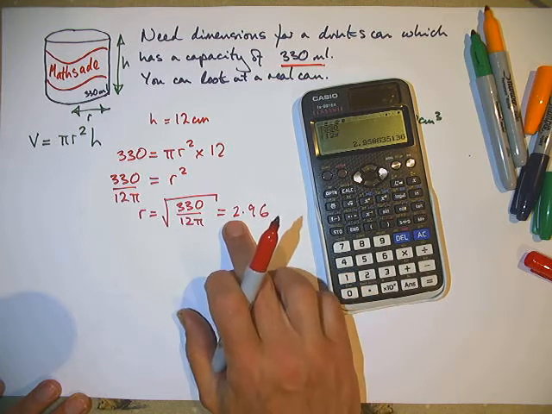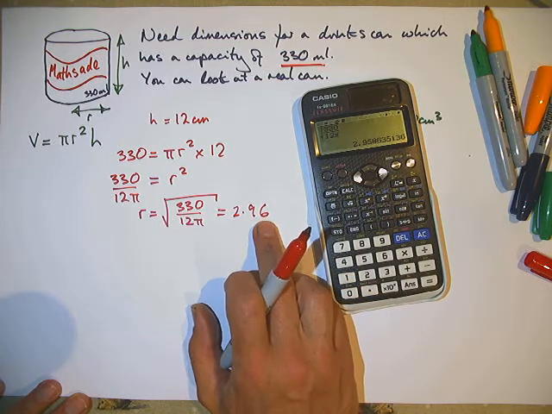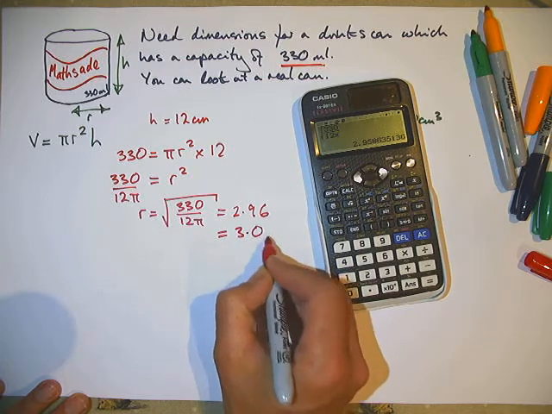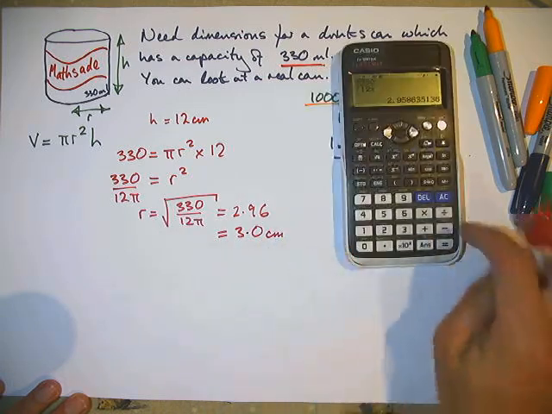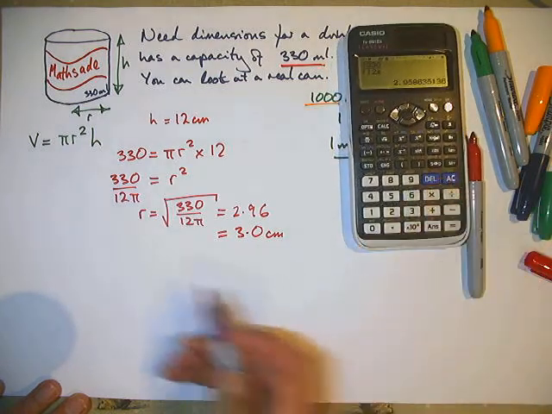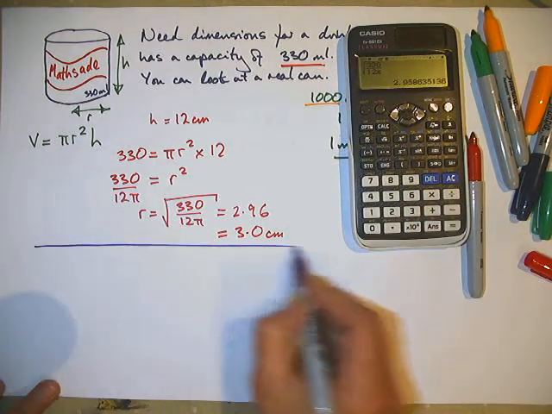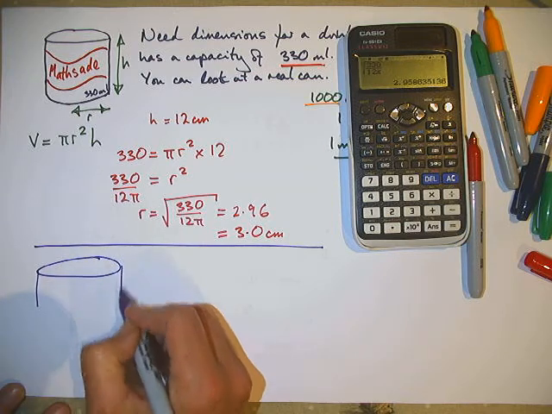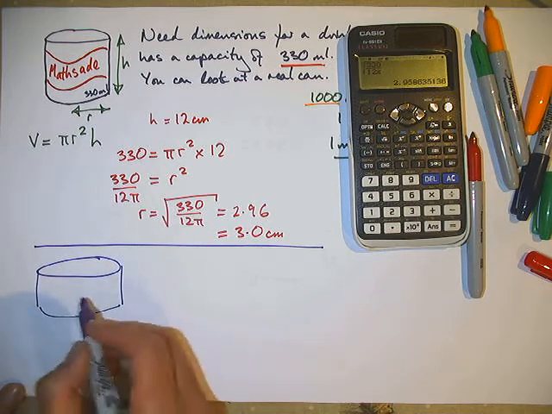2.96. That's centimeters, that's millimeters. Do we really want to be talking about tenths of millimeters? I think 3.0 centimeters is fine here. Well, that's all well and good. Are you going to take a drinks can into the exam? No, you're not. So it's a question where you've got a cylinder and we know the volume.